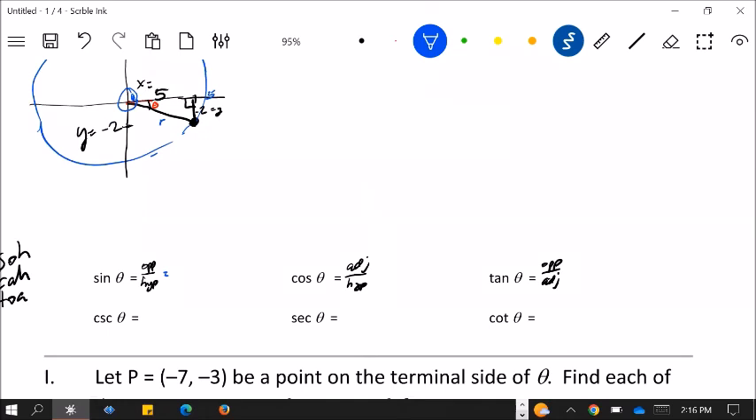But the x and y still apply. The sine, the opposite, is actually the y value, and the hypotenuse is the radius. The cosine is the x value, and the hypotenuse is the radius. And the tangent, the opposite, is the y value, and the adjacent is the x value. So opposite over hypotenuse is the same as y over r, and so on for all three of these. So these help you determine what numbers to use to get the sine, cosine, and tangent.